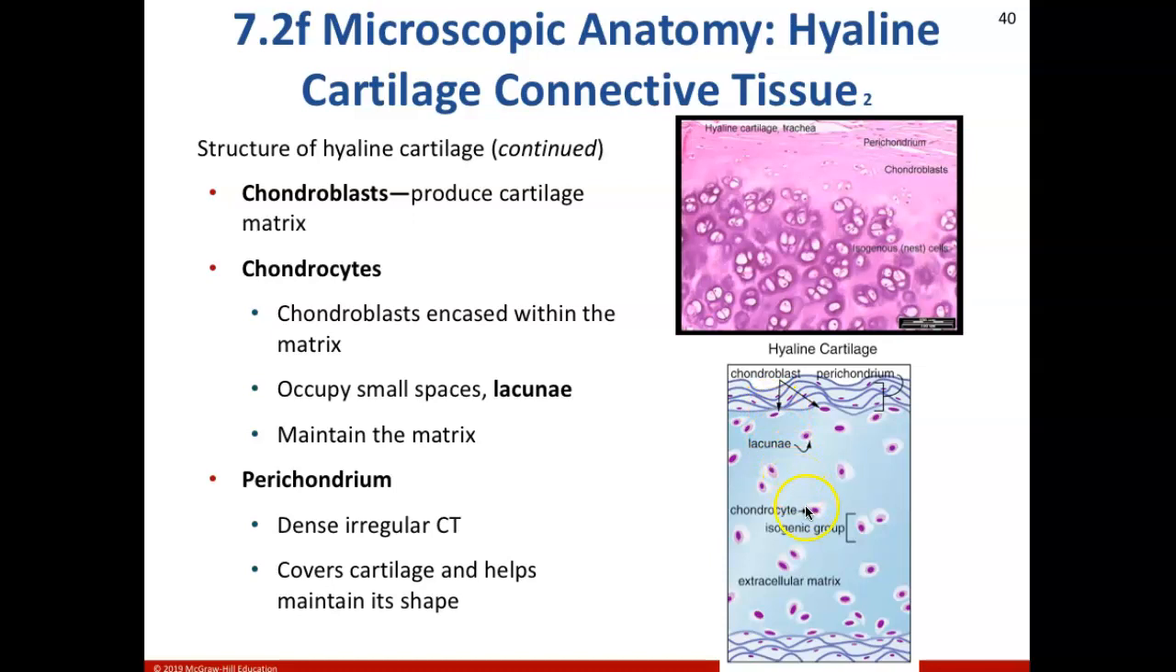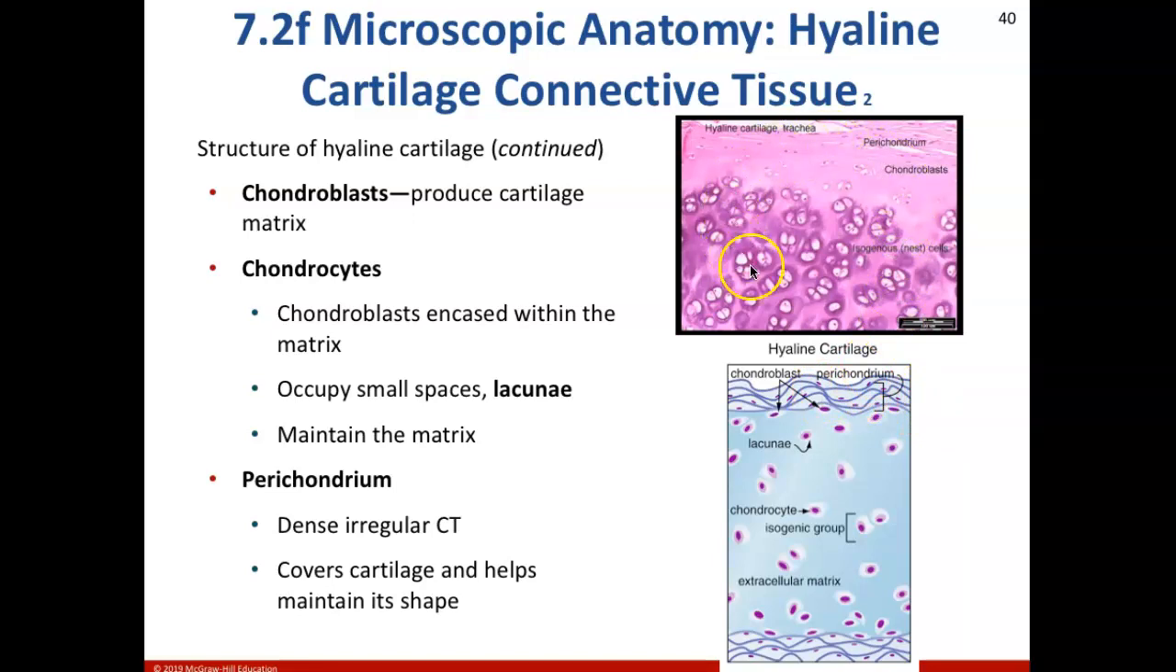Our chondrocytes found in the matrix here are the chondroblasts that have built their matrix around and also have gotten stuck within the matrix, and they too live in a lacuna. So our chondrocyte has a lacuna of its own, and it too, just like our osteocyte, is going to work to maintain the matrix around it. Now let's go back to this perichondrium here. It too is made up of dense, irregular connective tissue, and it covers the cartilage and helps maintain its shape.